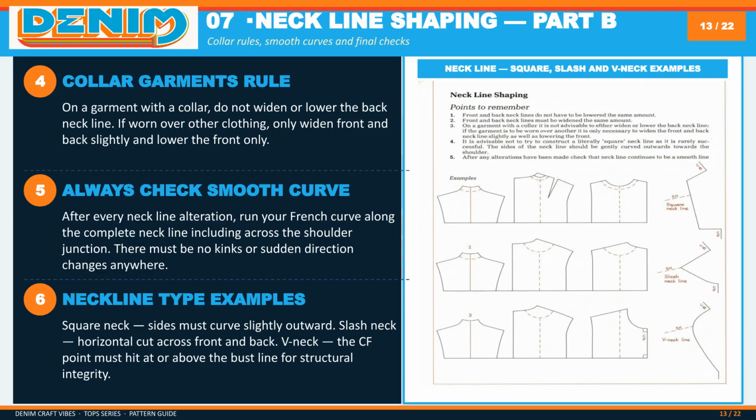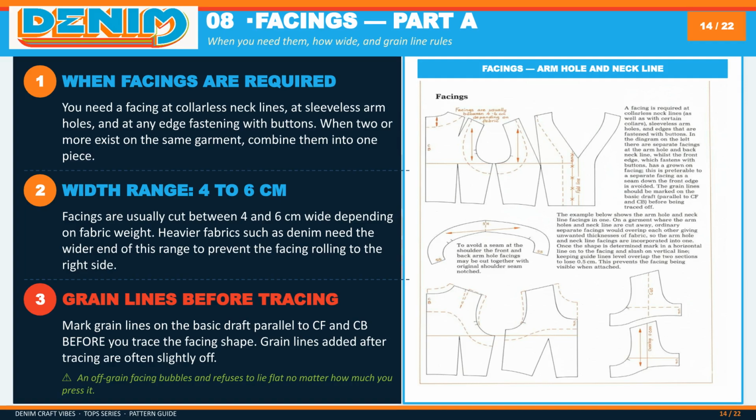A neckline may look simple on paper, but it behaves very differently on the body. You can lower the front and back by different amounts depending on the style, but when you widen the neckline, both sides must stay balanced so the shoulder seam does not twist. Even square-looking necklines get a slight curve to sit properly. Always smooth the full neckline before cutting.